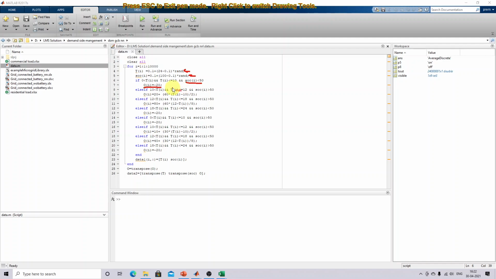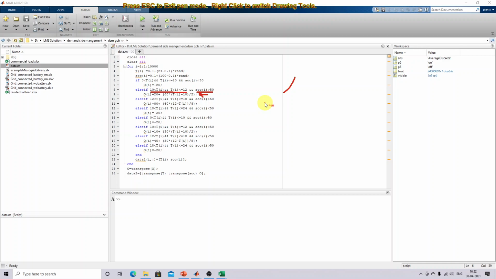Then I'm going to check the data. I'll check the time of the day, whether it is between 10 to 12. During this time the battery needs to supply the power in rising order. So I'm going to check the time between 10 to 12, and also check the SOC level. If the SOC level is greater than 50, I'm going to provide a positive command to that battery connected system to supply the power to the grid.